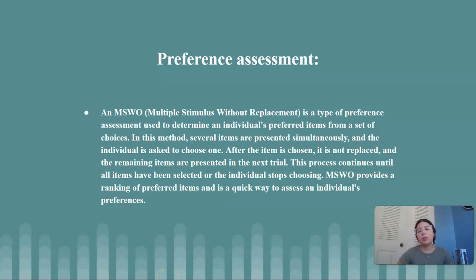So we're going to start with preference assessments, and what are they? It's basically used to determine an individual's preferred items, and then we can use this later on to identify what would be a reinforcer and could help us with the target behaviors.